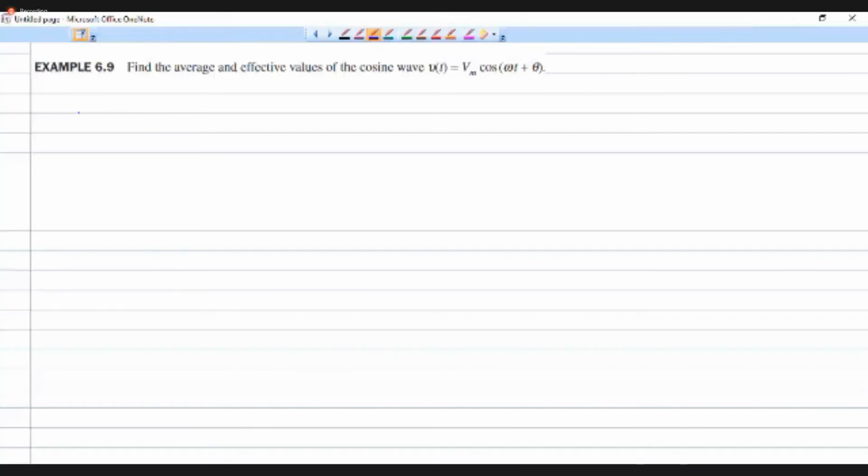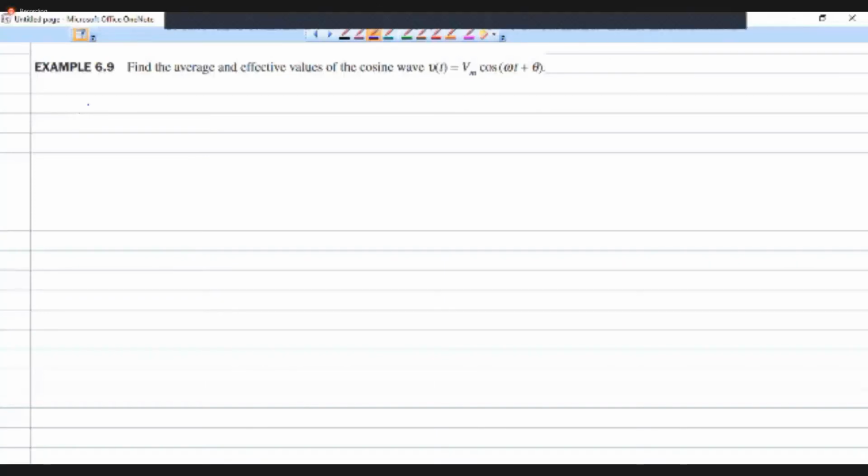So what is the average value? Average of V of t is 1 by the time period, integral 0 to T of V of t dt. So you can substitute for V of t as equal to Vm cos(omega t plus theta) dt.